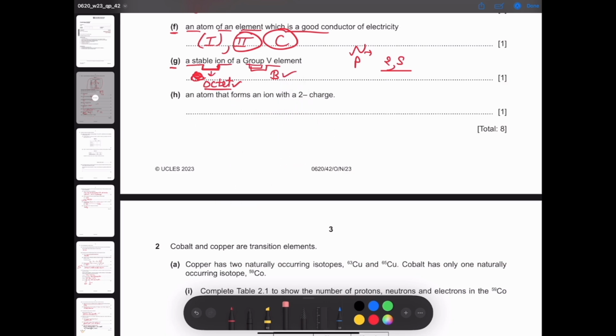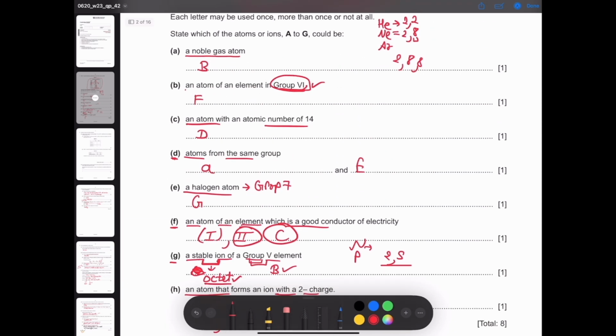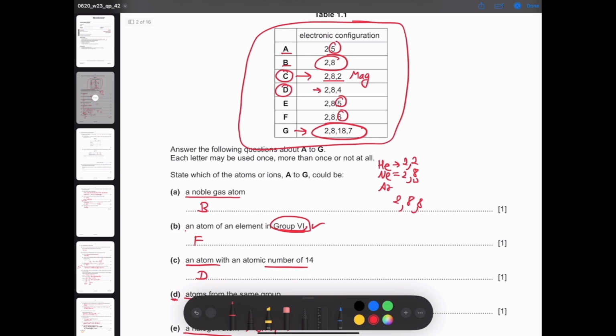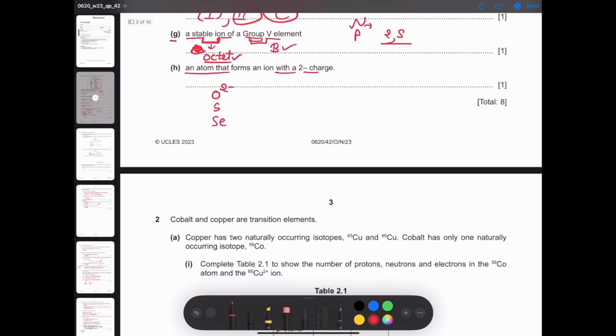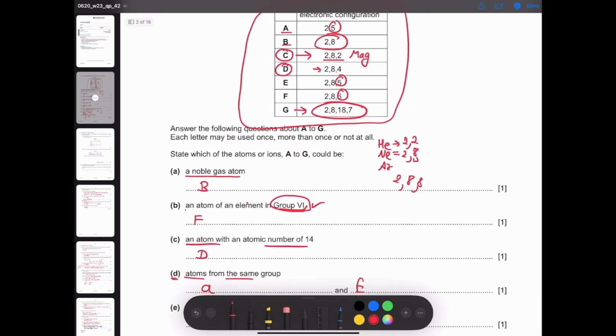Now, an atom that forms an ion with negative 2 charge. Now just think about it. Which atom would form negative 2 charge? You have seen it multiple times. Oxygen can form negative 2 charge and the elements in the same group: oxygen, sulfur, selenium and so on. This is group 6. So the atom must have 6 valence electrons. Which one is it? It's option F. Because if you look at F, it is 2, 8, 6.